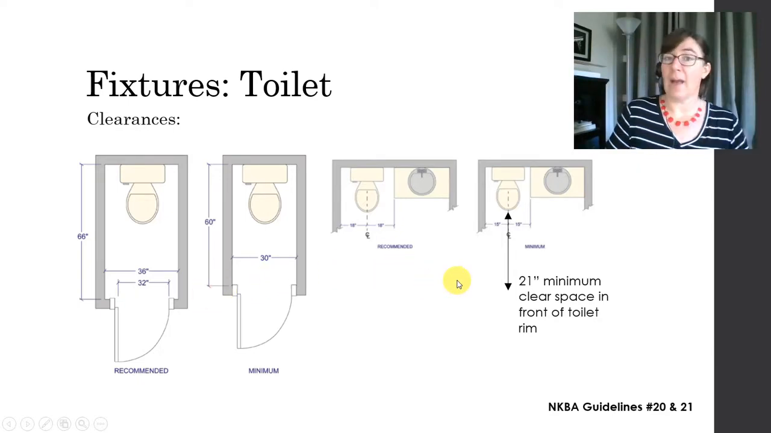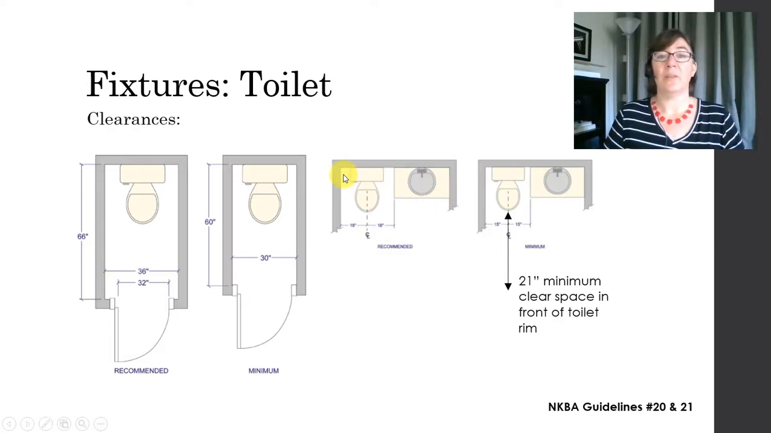If your toilet is out in the rest of the bathroom, what you really need to worry about is the width right here. And it's recommended that you have 18 inches from the center line of a toilet to any obstruction like the edge of your sink or this wall over here. But a minimum is 15 inches. I don't know if you can read this teeny tiny number.